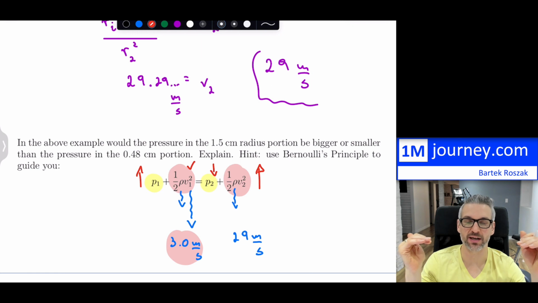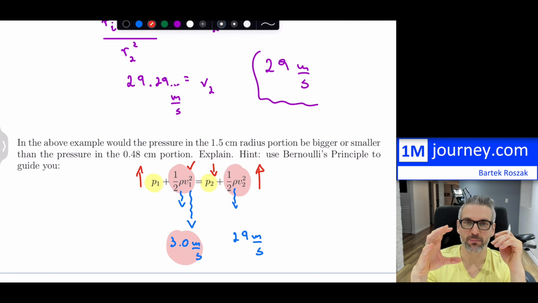So meaning the left-hand side equals the right-hand side. Okay, so to answer the question, is the pressure in the 1.5 centimeters, so on the left-hand side, bigger or smaller? It will be bigger if you have a much wider radius, and then it will get smaller in the smaller radius.